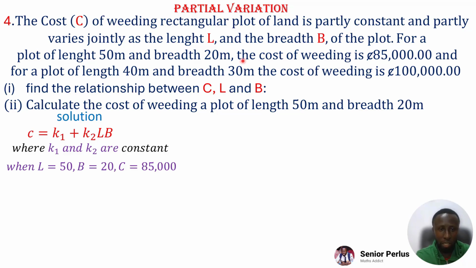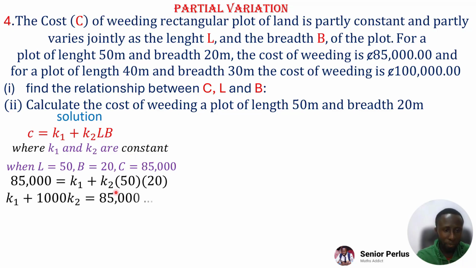The cost of reading is 85,000 Ghana cedi. So we're given the length, the breadth, and the cost. So you just substitute this into the equation. Now you know your L, your B, and C. Let's substitute this into the equation and make it nice. Good, that's equation 1.